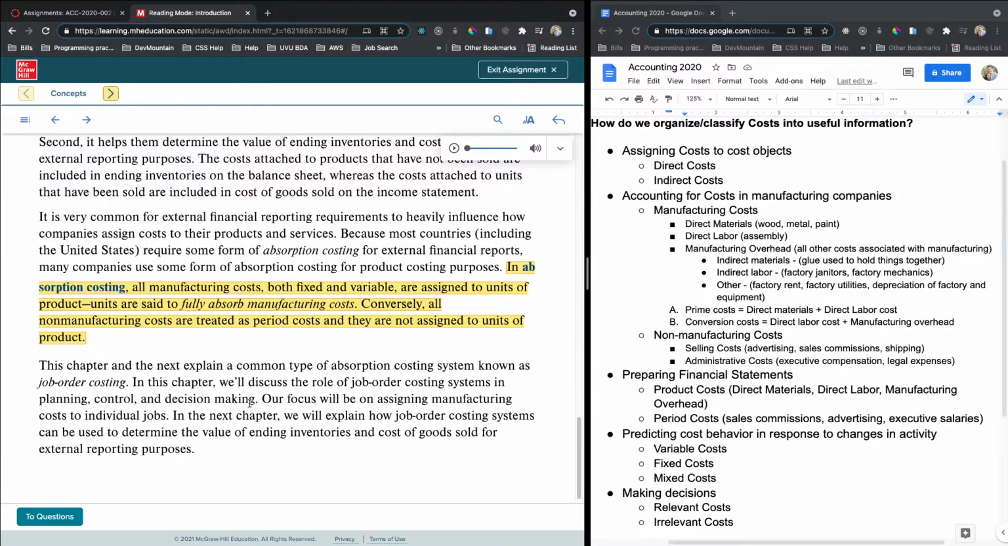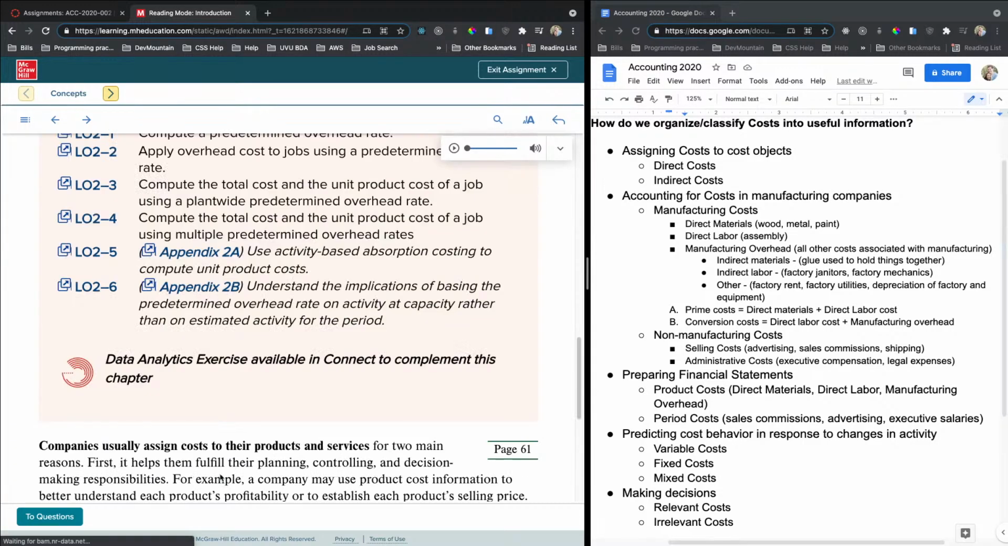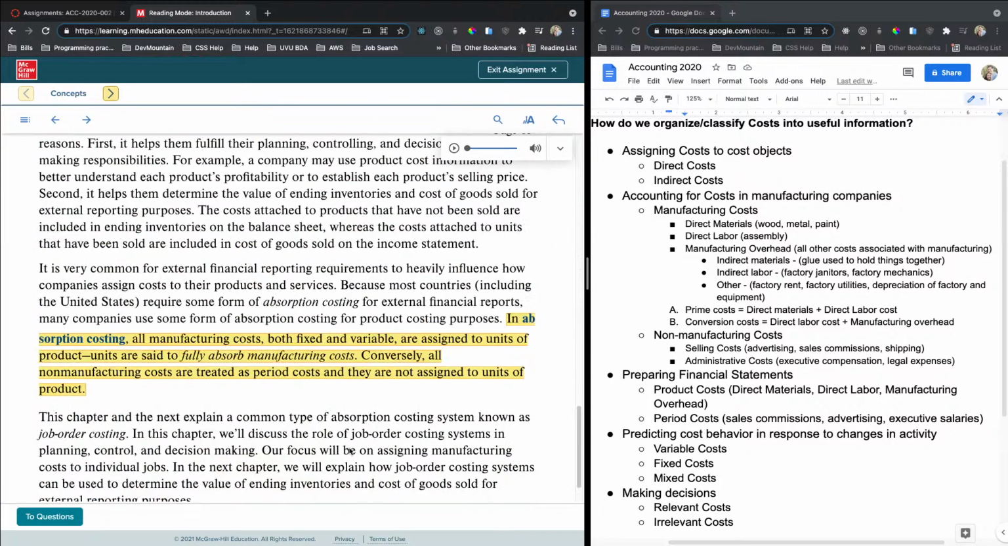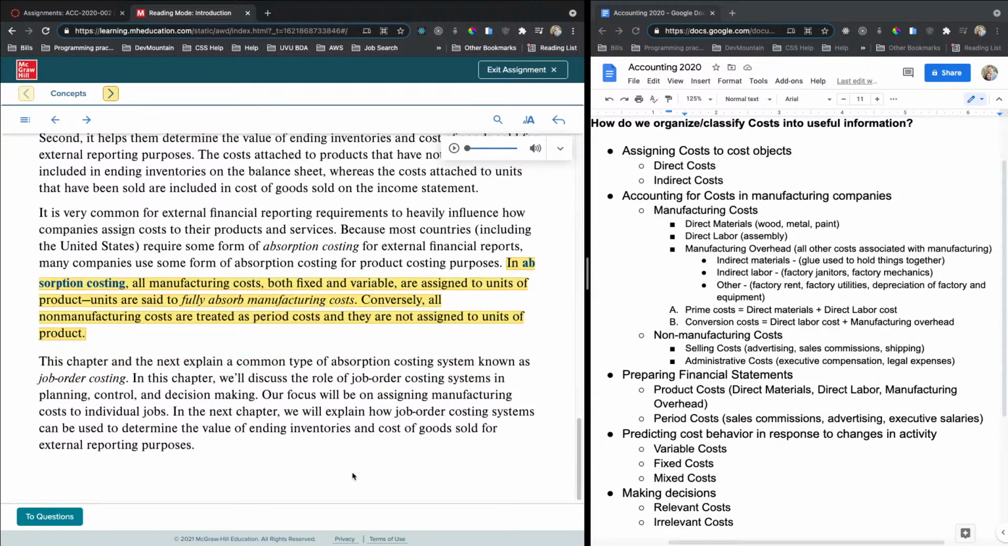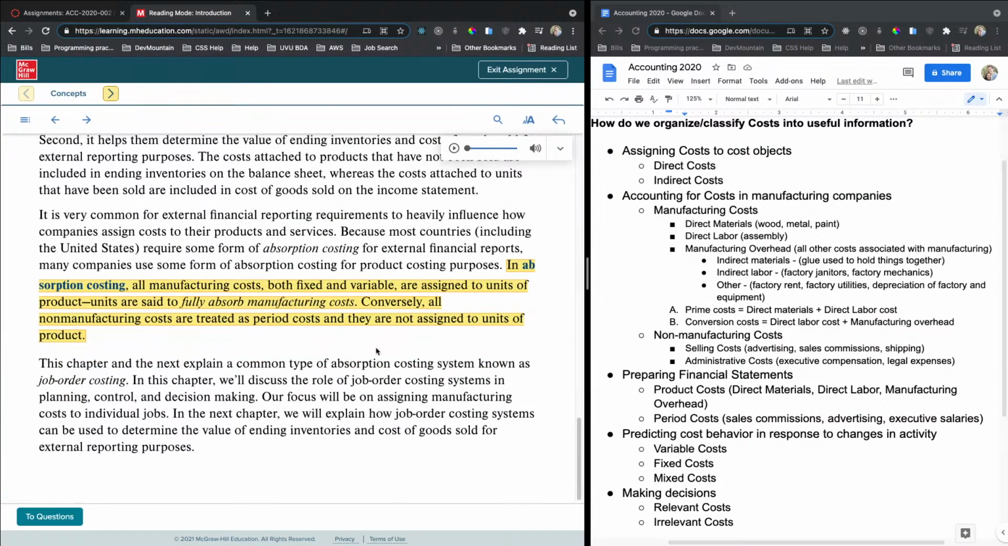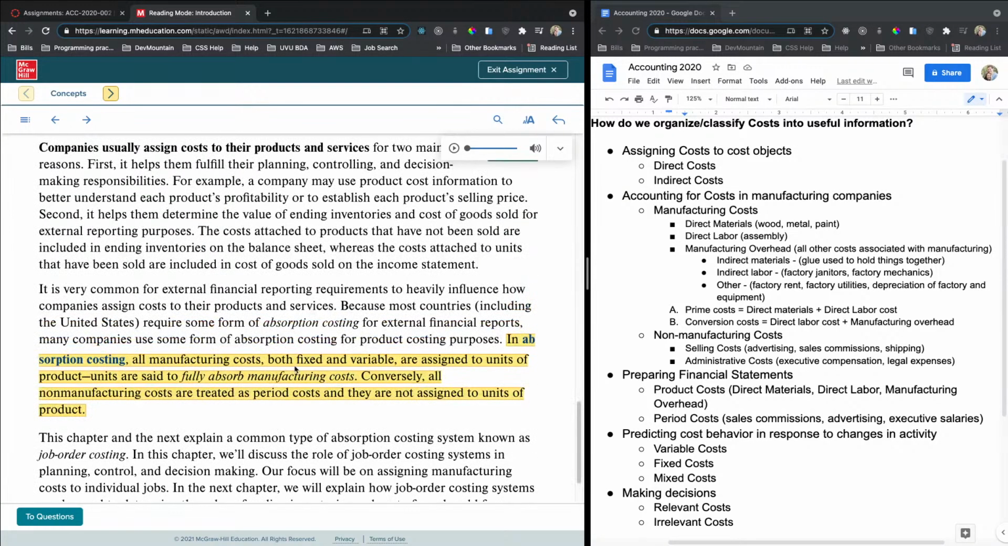All right. So, essentially, there are different products or services. We are going to be looking at job order costing. I'm pretty confident that this is per job.